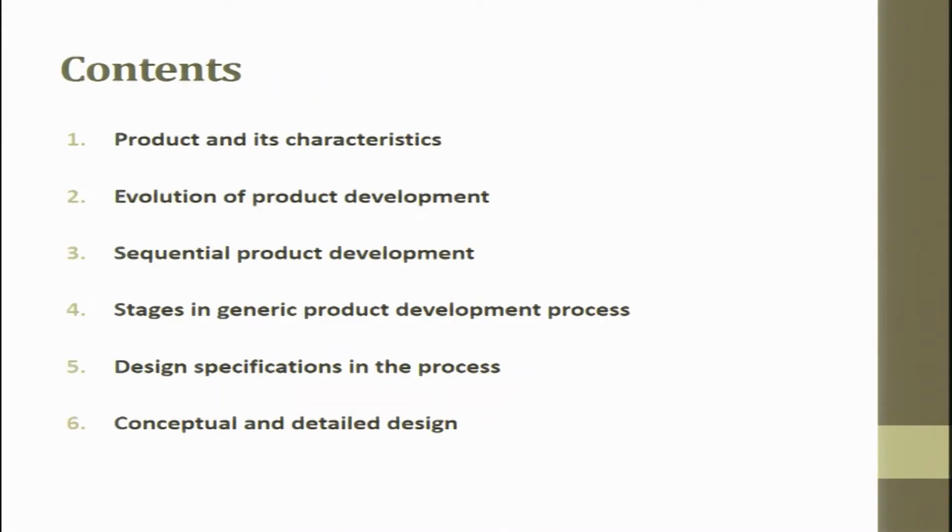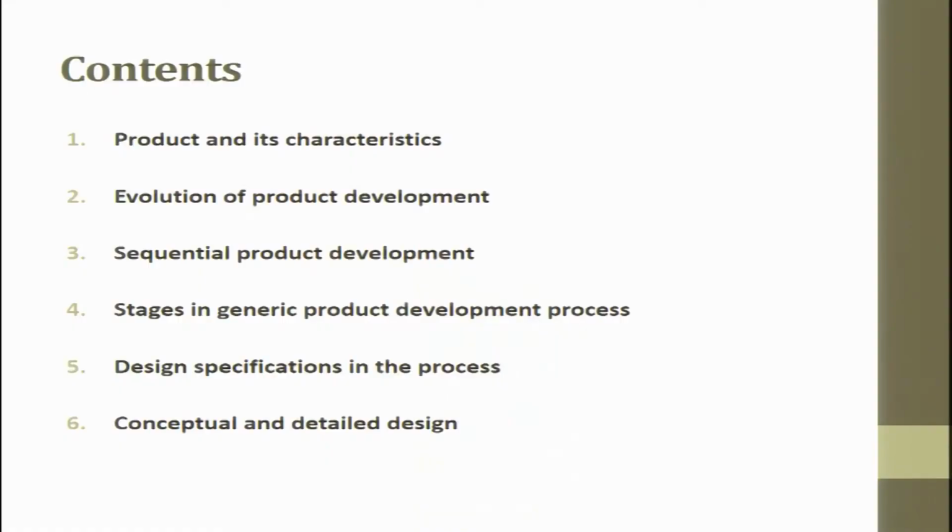So, now let us get back to the discussion. This lecture series is going to be on product design development. So, here the content of the lecture is going to be product and its characteristics. We will see the evolution of product development, sequential product development, stages in the generic product development process, design specification in the process, and conceptual and detailed designing.